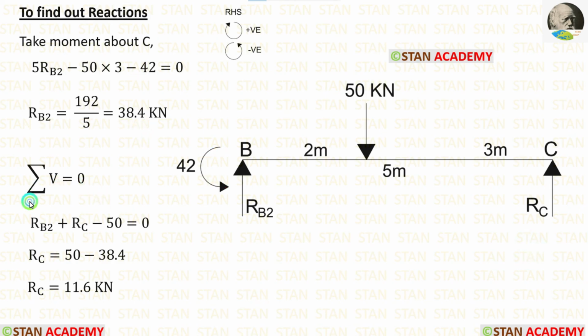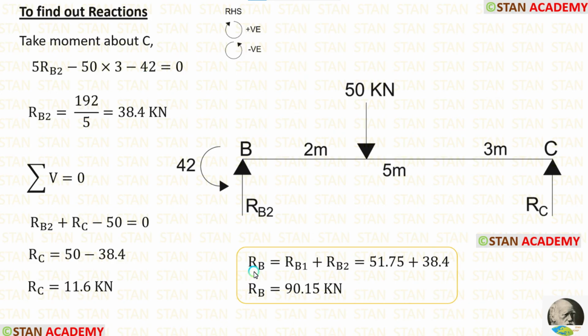Now let us apply the rule summation of vertical forces is equal to 0 to calculate RC. RB2 and RC are acting upwards, so both of them will be positive. 50 kN is acting downwards, so it will be negative. Then let us apply the value of RB2. Finally, we are getting RC, which is equal to 11.6 kN. At the point B, we have calculated the reaction 2 times. Let us add both of them. After adding, we are getting RB, which is equal to 90.15 kN.